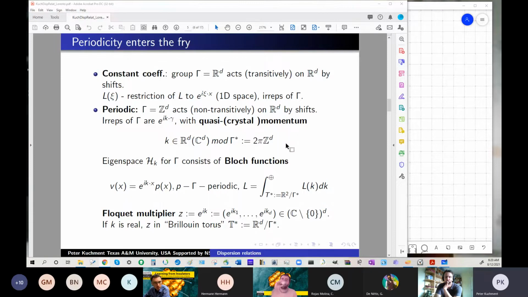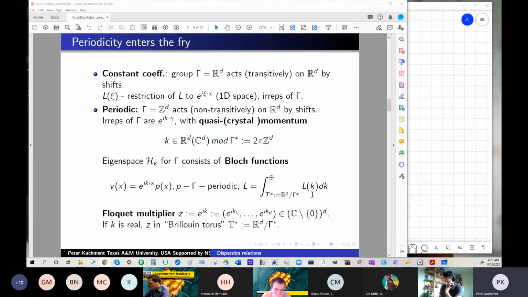By the way, I want to emphasize that we will allow the quasimomentum to be not necessarily real, but also complex. Sometimes you might think it's esoteric, but a lot of information is hidden exactly in the complex domain. So now, what is the eigenspace corresponding to this irreducible representation? It consists of so-called Bloch functions. We all know this notion. They are gamma-periodic functions times this exponential. And we get the famous direct integral decomposition of our operator L into the operators L of k.